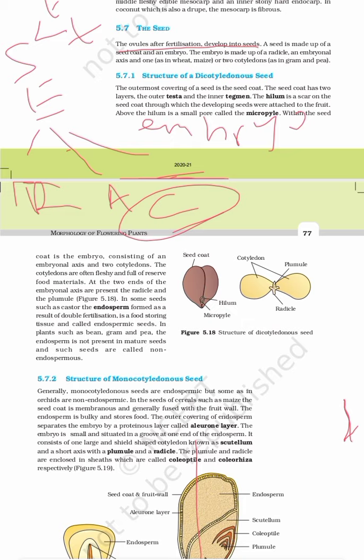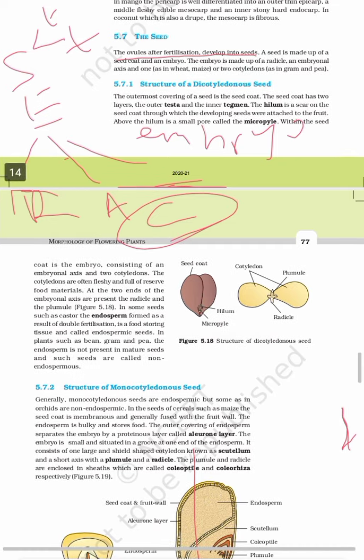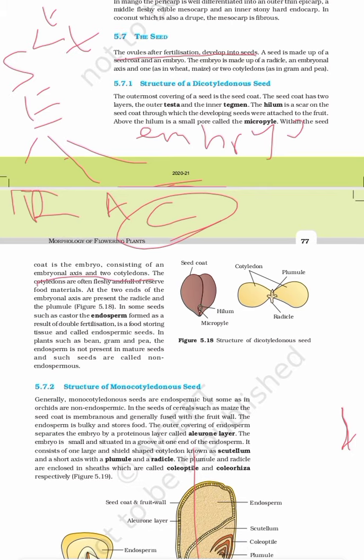Within the seed coat there is an embryo. It consists of the embryonic axis and two cotyledons. Cotyledons have food material. The embryonic axis has a radicle and plumule. The radicle develops into a root. The plumule develops into a shoot.